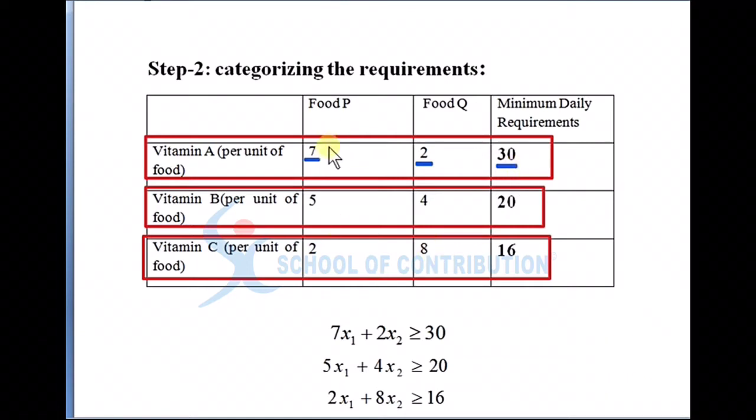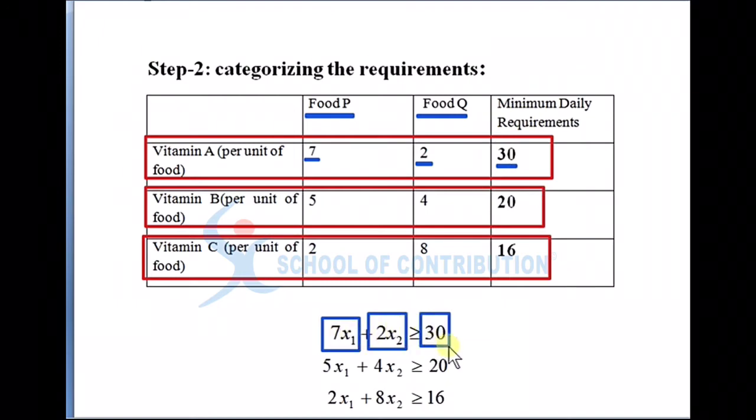So we can write, since we purchase x1 units of food P and x2 units of food Q, 7x1 is the total vitamin A we gather from food P, and 2x2 is the total units of vitamin A we get from food Q, and in total the minimum daily requirement of vitamin A from the two kinds of food is at least 30 units. In the same manner we get 5 units of vitamin B from food P and 4 units of vitamin B from food Q, so we add 5x1 plus 4x2, and the minimum daily requirement is 20 units of vitamin B.